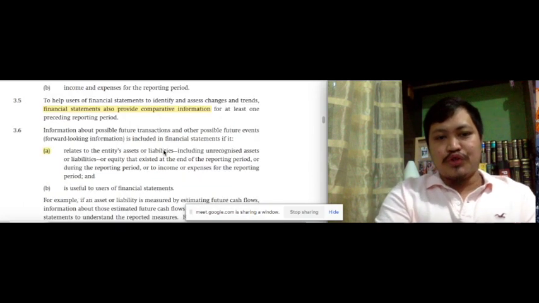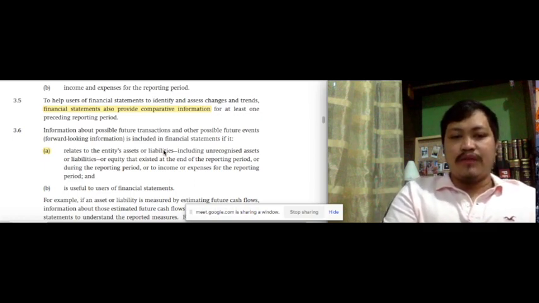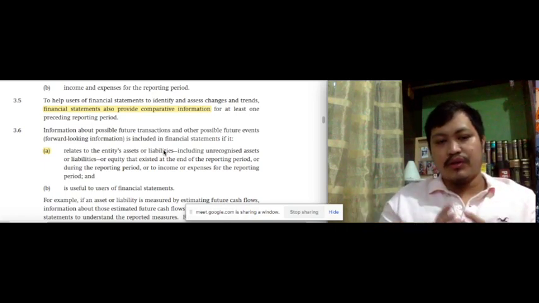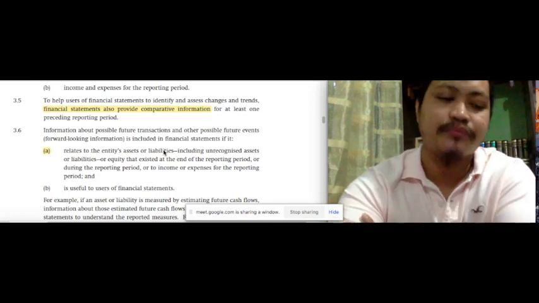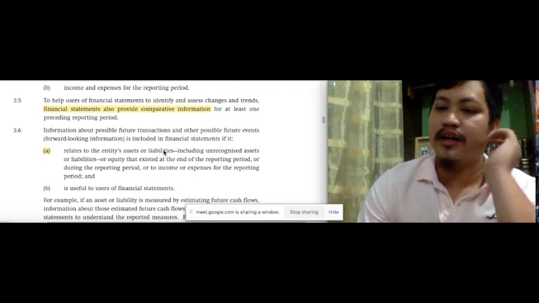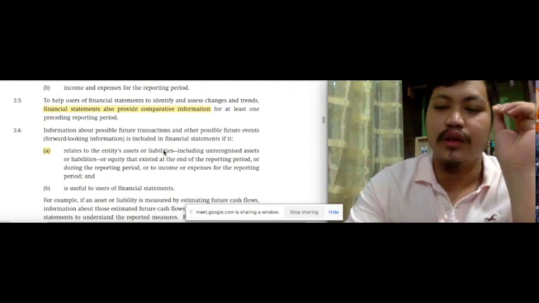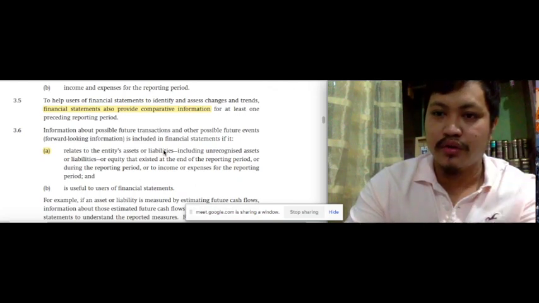Information about possible future transactions, class, and other possible future events will be included in financial statements if it relates to the entity's assets or liabilities, or if it is useful to users of the financial statements. Again, these items, class, are very broad because we are talking about the conceptual framework. Okay, when we discuss the standards already, class, there are actually specific provisions that would tell us when we include future information, class. Okay, you have to understand that the information contained in our financial statements, class, would be based on past events.